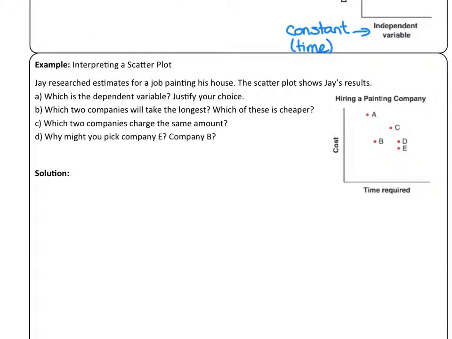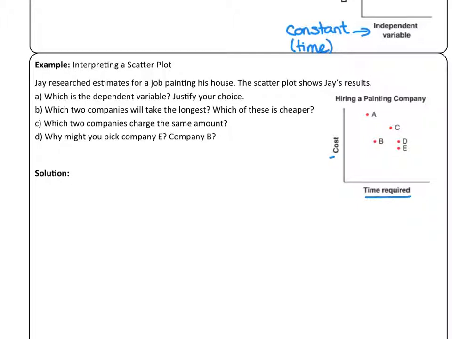One of the things we need to be able to do is interpret a scatter plot. So let's do an example quickly and you'll see what I mean. Here we have a scatter plot that has cost on the one side and time required on the bottom. Notice how time required usually goes up in consistent increments and it doesn't really depend on anything else. Time just is what it is. You can't really change it. You can't go back. You can't go forward. It just keeps going. So that's why it's on the bottom.